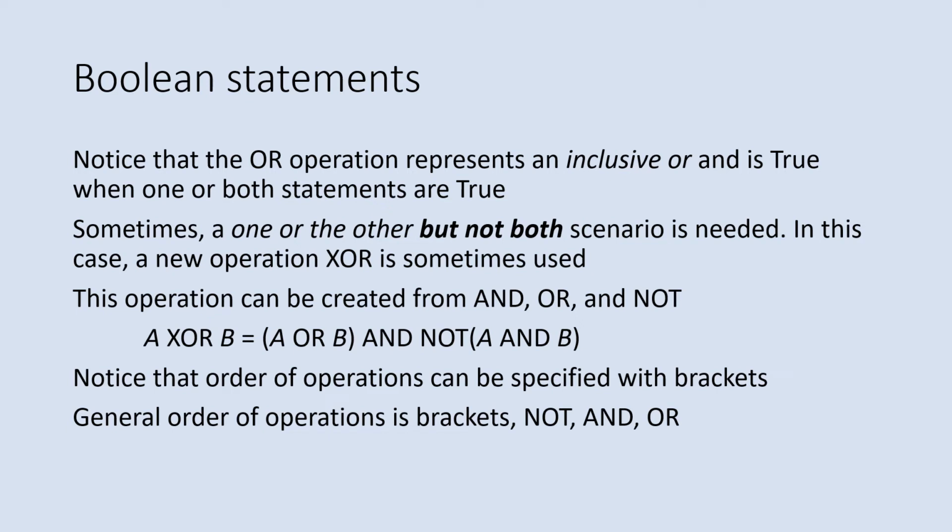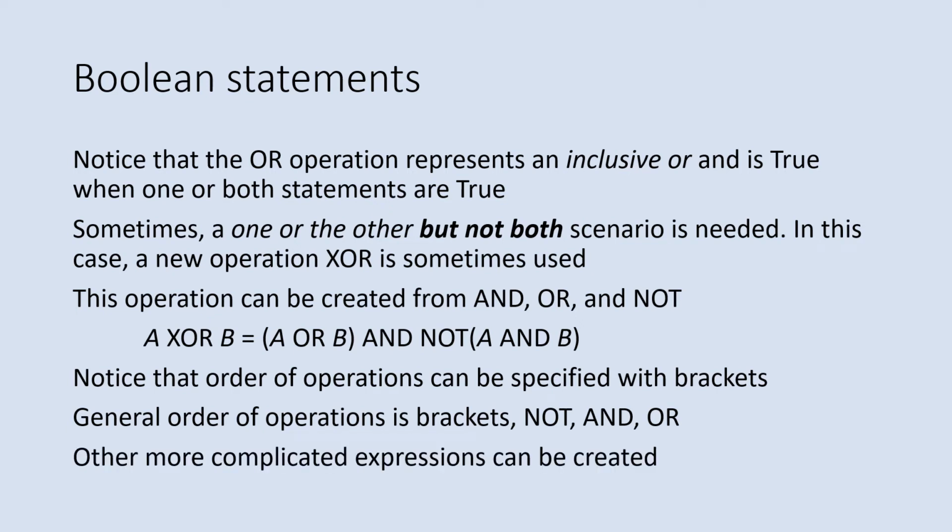Again, matching the typical numerical order of operations, we do what's in brackets first, then we do any negation, then and, then or. So it's parentheses and negation and multiplication followed by addition, roughly. So we can create other more complicated expressions from this starting point of and, or, and not.